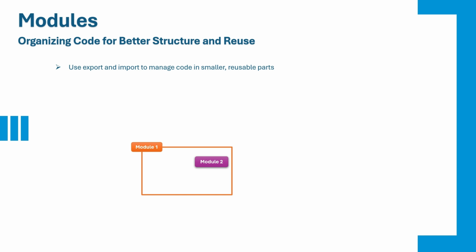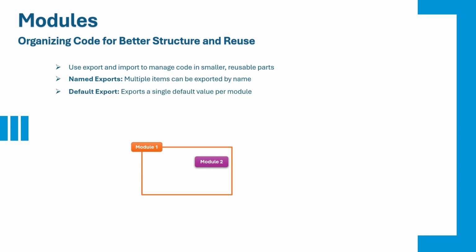Modules support two main types of exports. Named exports allow exporting multiple items, such as functions or variables, by name. Default export allows exporting a single value or entity from a module, making it the primary item to import. This approach to code structure improves reusability as different modules can focus on different functionalities.